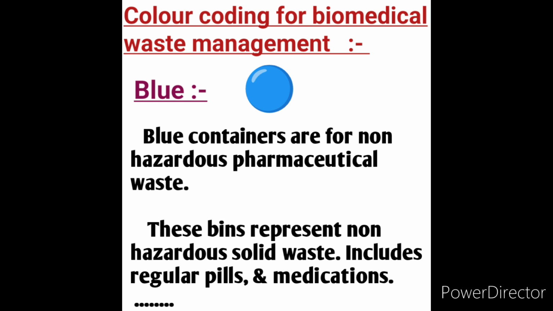These bins represent hazardous waste. In the classification of biomedical waste, we discussed the non-hazardous waste earlier. Now we are discussing hazardous waste related to this black color bin. These bins represent hazardous waste like chemicals, bad or dangerous medications, and chemo treatment medications. Cytotoxic medications are stored in the black bins. This is the biomedical waste color coding management.